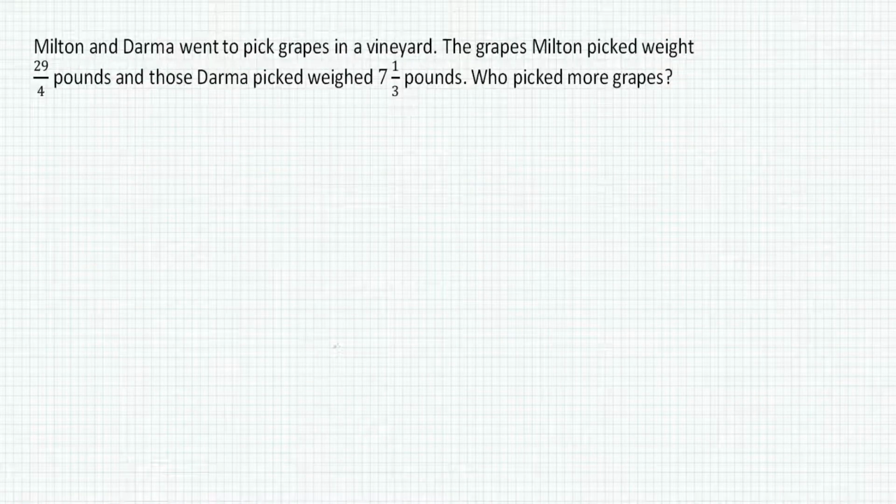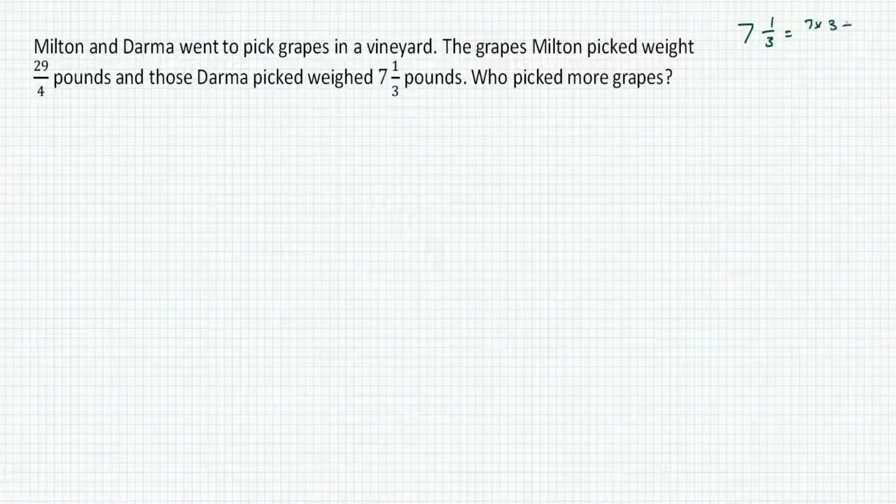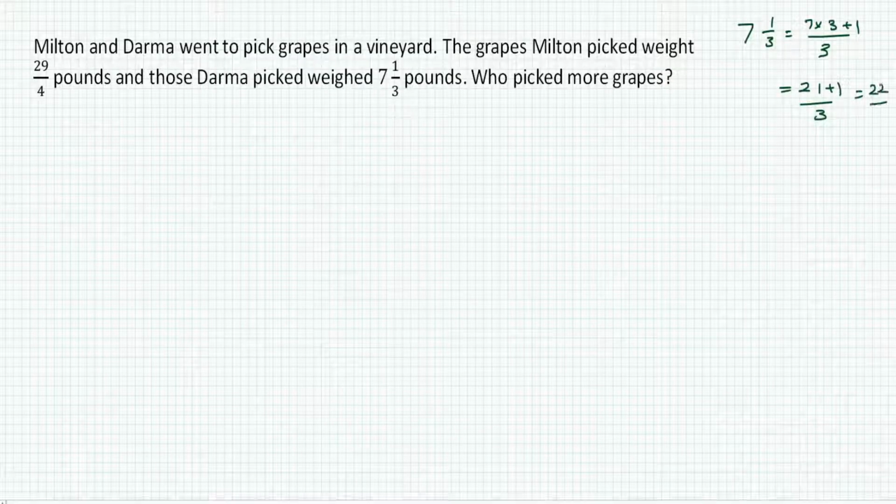Next example, Milton and Dharma went to pick grapes in a vineyard. The grapes Milton picked weighed 29 over 4 pounds, and those Dharma picked weighed 7 1/3 pounds. First thing we're going to do here is convert 7 1/3 to an improper fraction. So 7 1/3 is going to be 7 multiplied by 3 plus 1/3, which is 21 plus 1/3. That's going to give us 22/3.